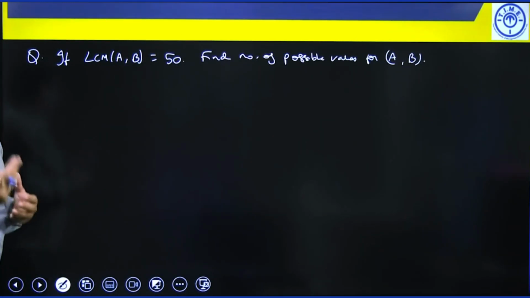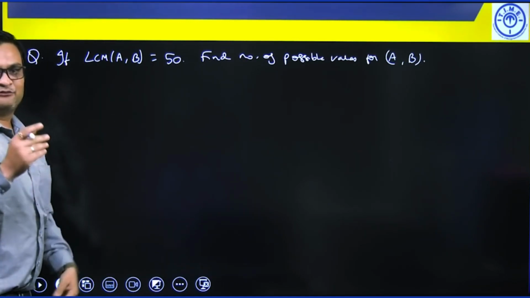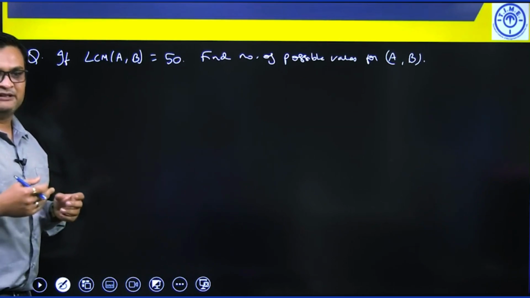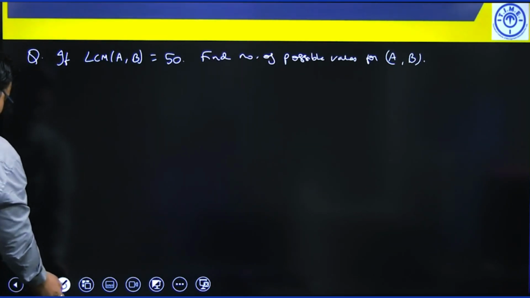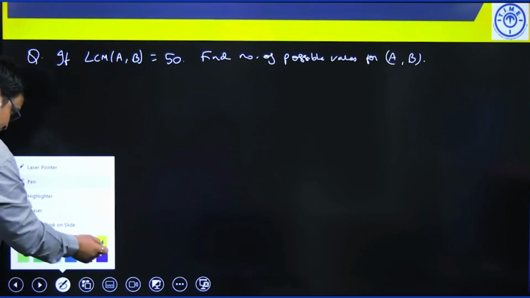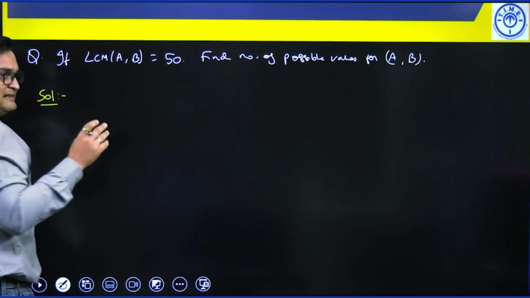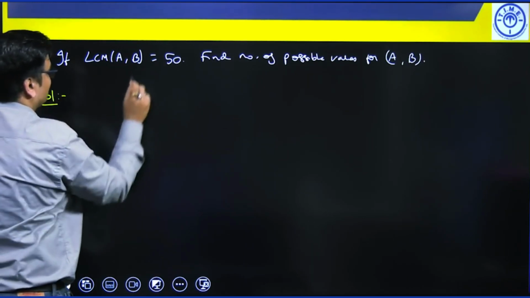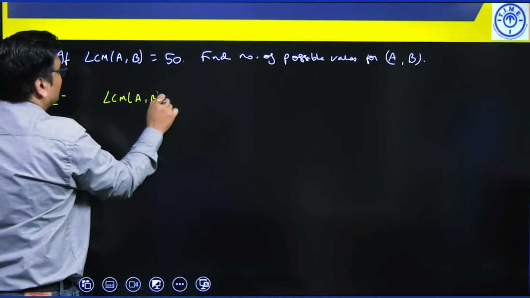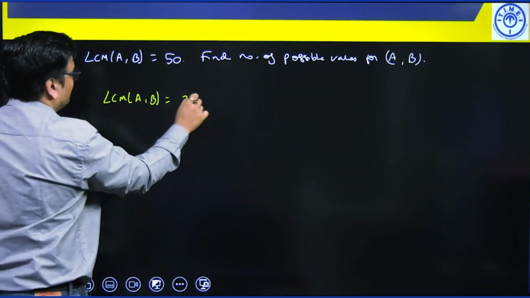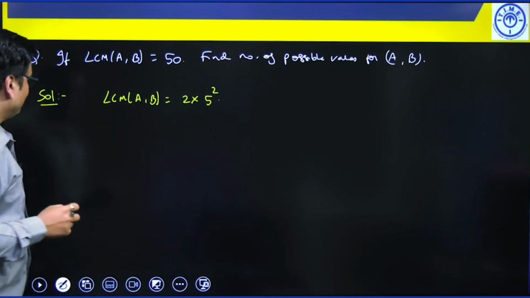If you try to go for hit and trial, maybe you will get to the answer, or most likely you will not. You will be somewhere near, right? Maybe you will miss out some cases. So in order to answer such questions, we have a simple formula. The formula is as follows. First thing is, you prime factorize 50. What is the prime factorization? 2 into 5 square.